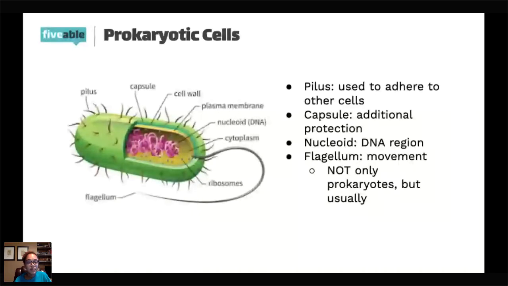So pilus, this is an image of a prokaryote. I think it's some sort of bacteria, but it's not any one in specific. Pilus is used to adhere to other cells. It's kind of cool. It's also used by some bacteria for something called conjugation, where they almost transfer some of their DNA to another bacteria.